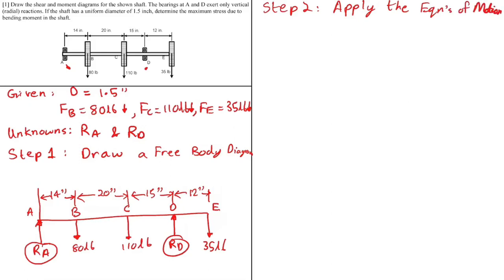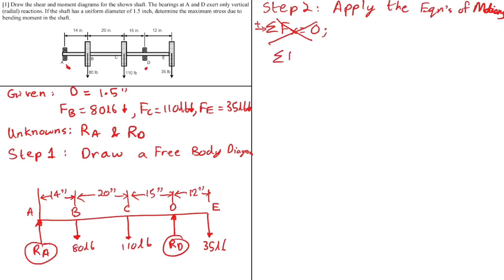So what are the equations of motion? We have summation of force in x equal to 0, summation of force in y equal to 0, and summation of moment about a point equal to 0. But in our scenario, we don't have any force in the x-axis. So the equation summation of force in x equal to 0 is not going to be used. And how many unknowns do we have? Our unknowns are R_A and R_D. So we need two equations to solve this problem.